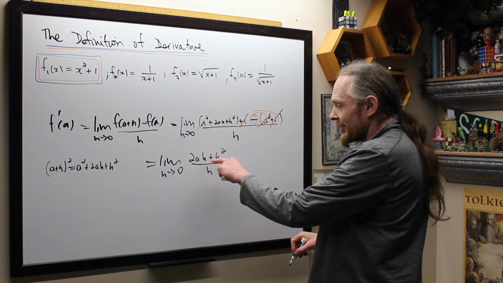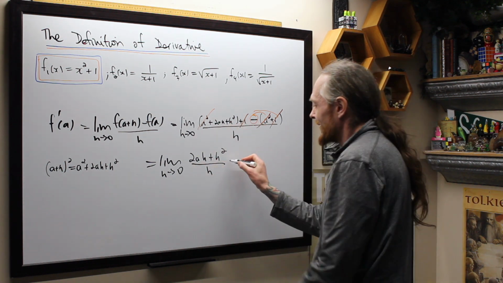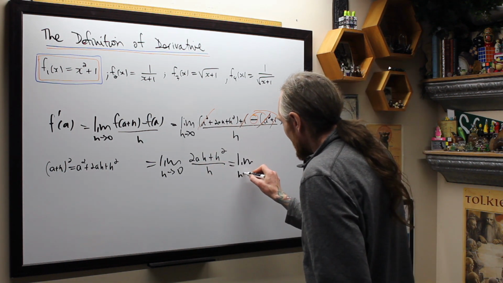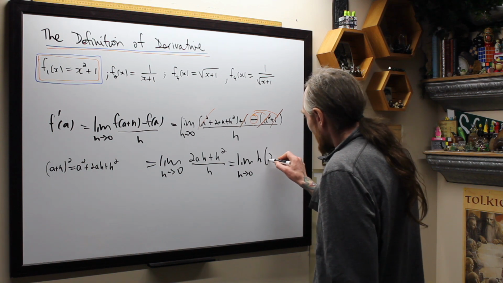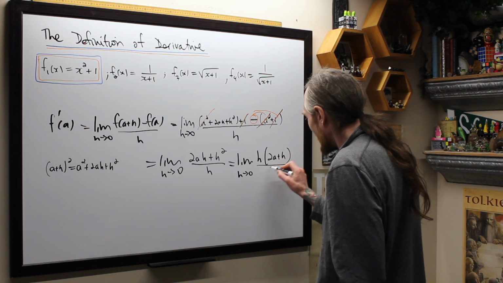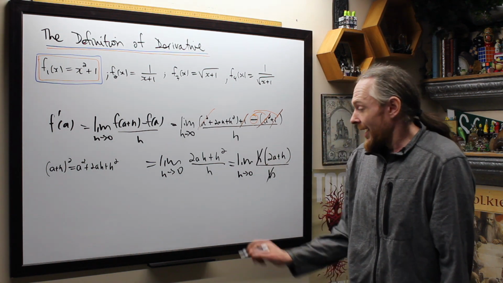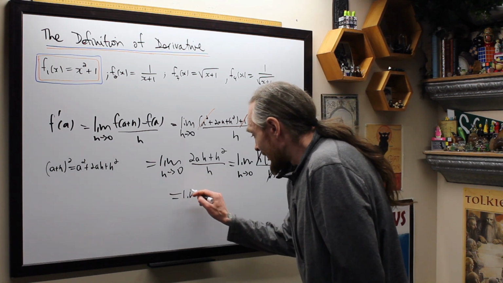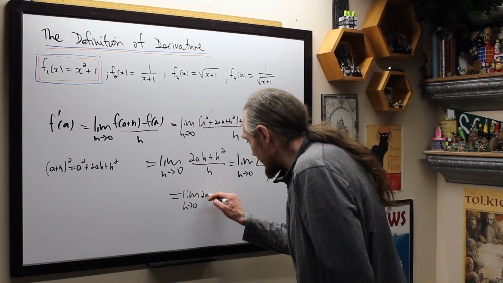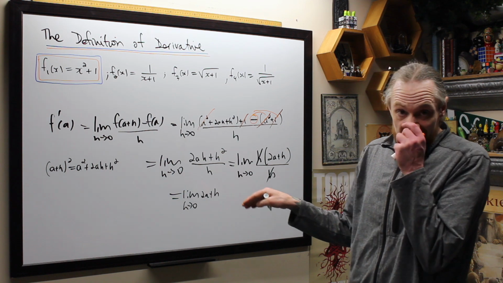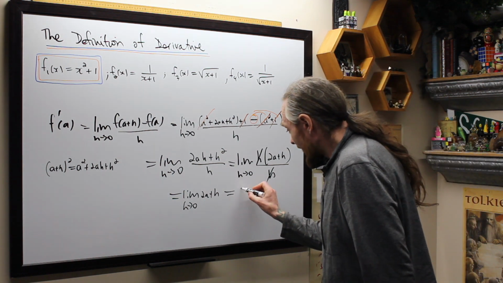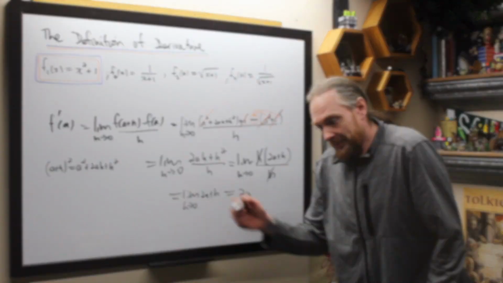Be careful, don't just cancel like that. Take the h out. The limit as h approaches 0 of h times 2a plus h over h. Cancel, cancel. And then now this is the limit as h approaches 0 of 2a plus h. There's no discontinuity anymore, so I can write this as 2a. Let's do the next one.